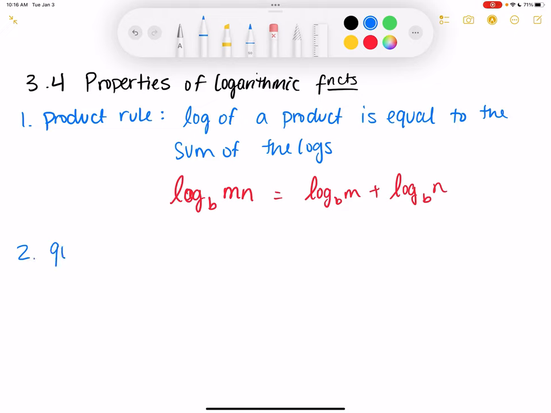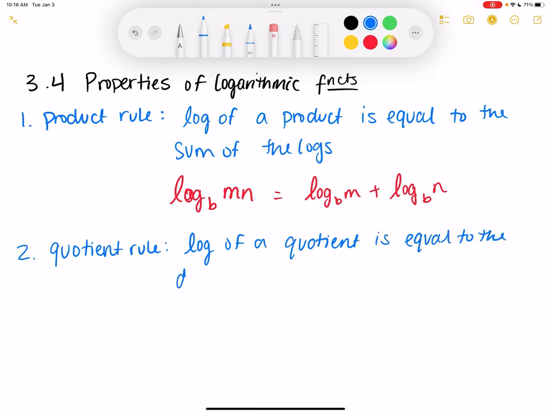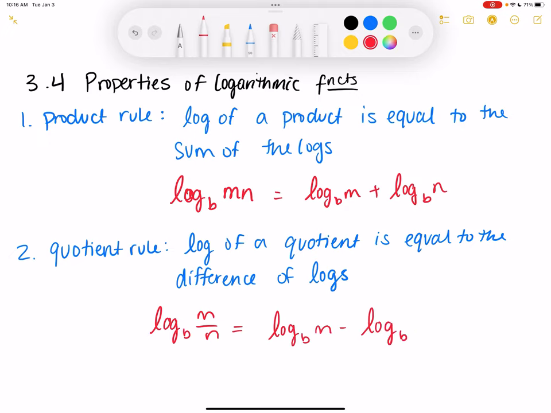The quotient rule. The log of a quotient is equal to the difference of logs. So if you had log base b of m divided by n, that would be equal to log base b of m minus log base b of n.